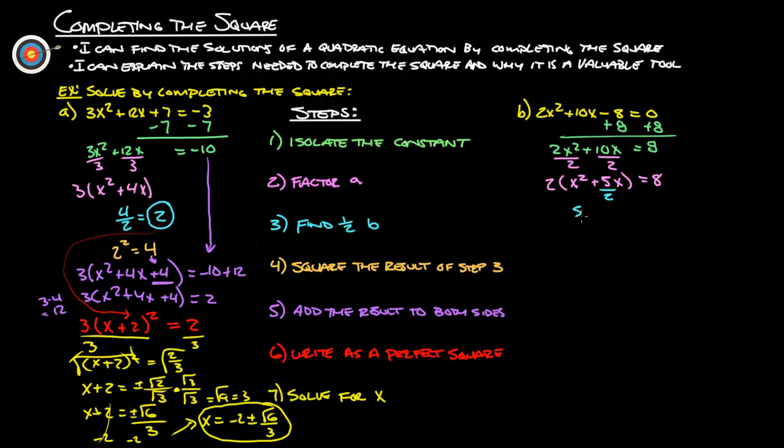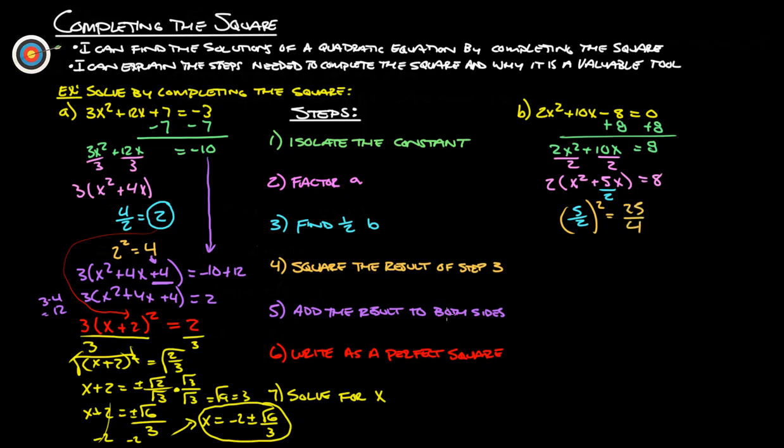Now we're going to find half of this b term, so we take 5 and divide it by 2, and we get 5 halves. Not going to be great when we got to go through and square it for the next step, but that's okay. We'll do it anyway. So square the result of step 3. So 5 halves squared is going to give us 25 fourths.